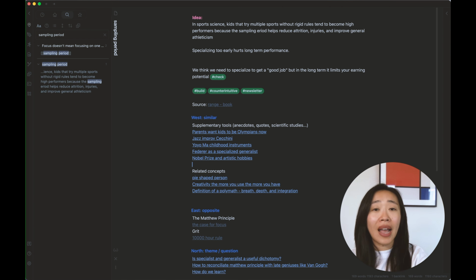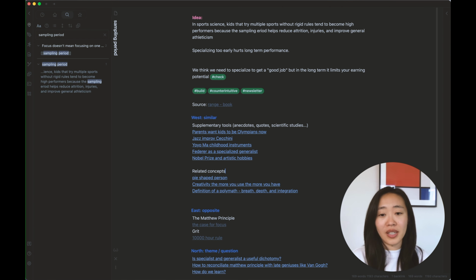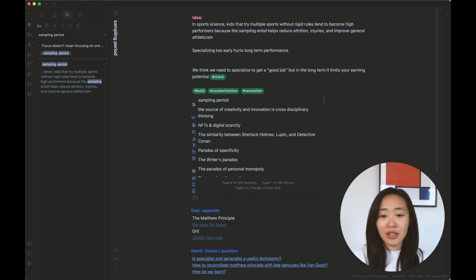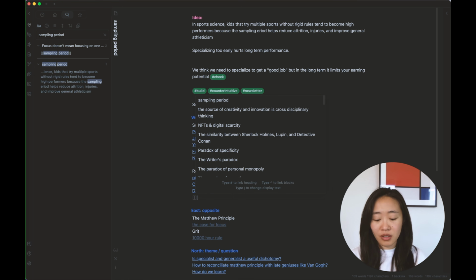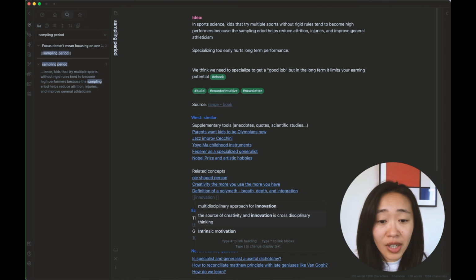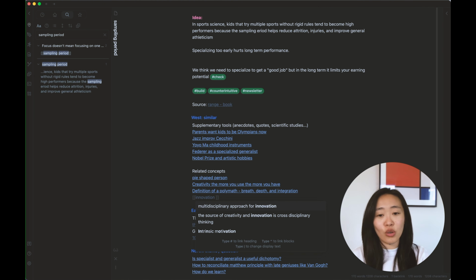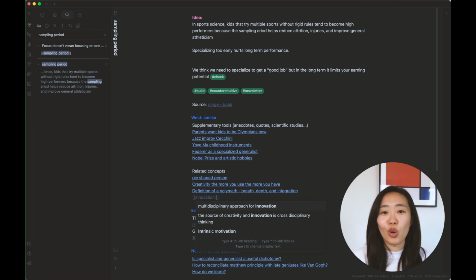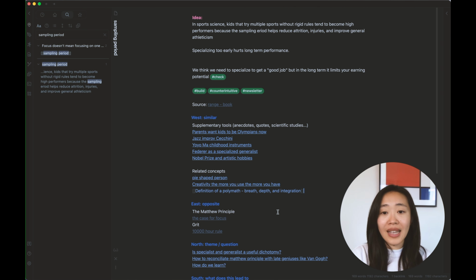And even if you don't have any notes in your Obsidian, what you can do is just hit double bracket and create one. Let's say innovation. Multidisciplinary approach for innovation. If you didn't have this note, you can just write it out and add something to it. Put a placeholder and, you know, tag it, check or build, and you can build on the idea over time. Okay, so that is going west.